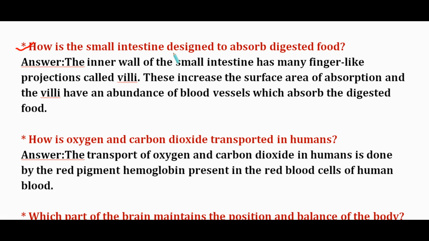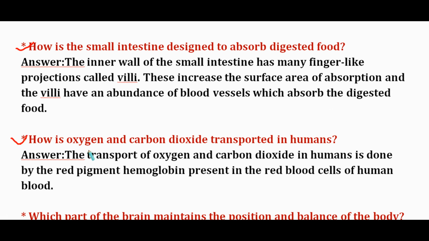How is the small intestine designed to absorb digested food? The inner wall of the small intestine has many finger-like projections called villi. These increase the surface area of absorption, and the villi have an abundance of blood vessels which absorb the digested food.